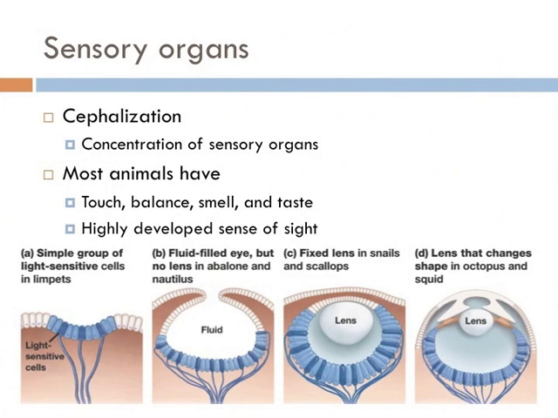Here we can see living examples that demonstrate the evolution of the eye. Eyes began as a group of light-sensitive cells connected to a neuron, and these are known as eye spots and can be seen in animals such as the limpet. These structures can detect light and dark, but lack any real sophistication.